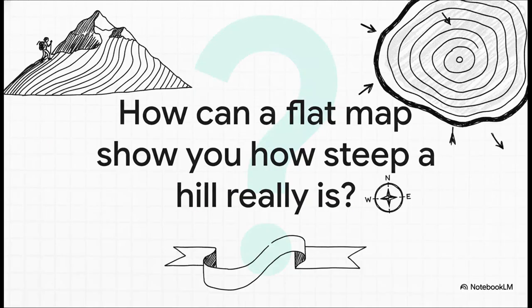It seems kind of impossible, doesn't it? How do you cram three-dimensional information, like the sheer face of a mountain, onto a completely flat, two-dimensional map? It's a classic problem, but you know what? The solution is brilliantly simple once you know what to look for.